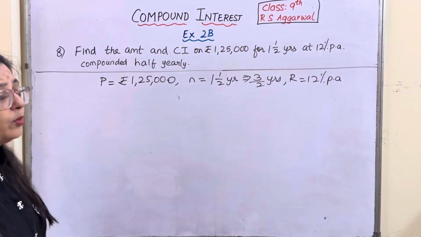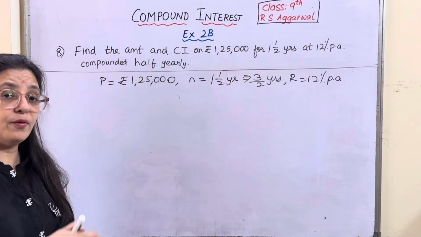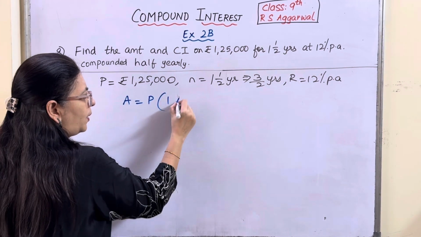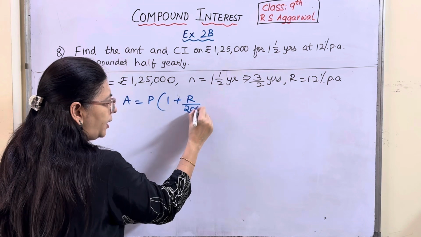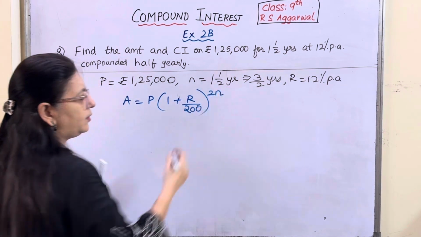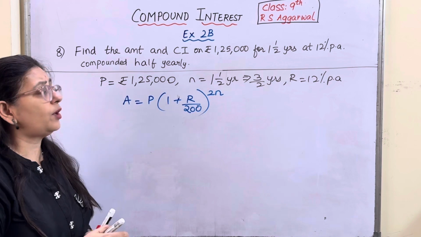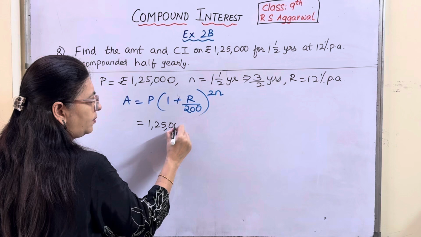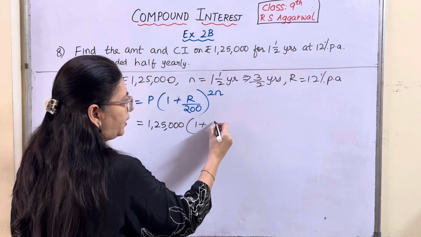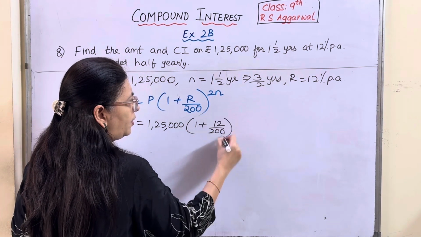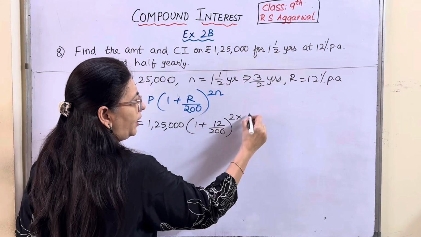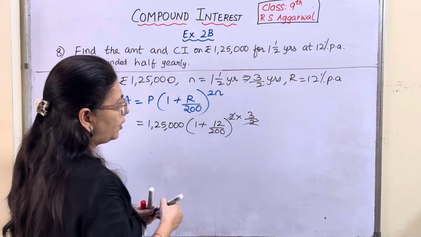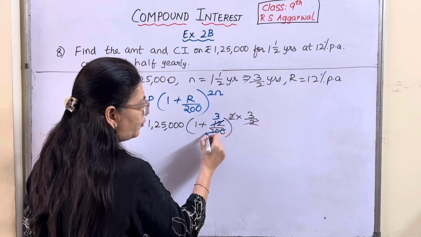Okay. Compounded half yearly. What is the formula when it is compounded half yearly? So amount is equal to P into 1 plus R upon 200 raised to the power 2n. This is the formula in case of finding for half yearly. Let's use this formula. 1,25,000 into 1 plus what is rate? 12 upon 200 raised to 2 into what is n? N is 3 upon 2. So 2 and 2 gets cancelled. Okay. Over here 4 3s are 12, 4 50s are.